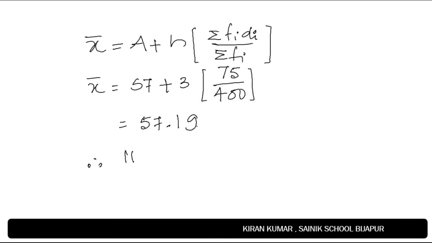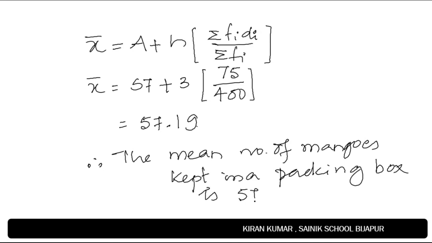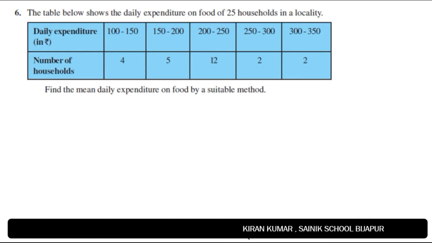Therefore, the mean number of mangoes kept in a packing box is 57.19. Question number 6. The table below shows the daily expenditure on food of 25 households in a locality.